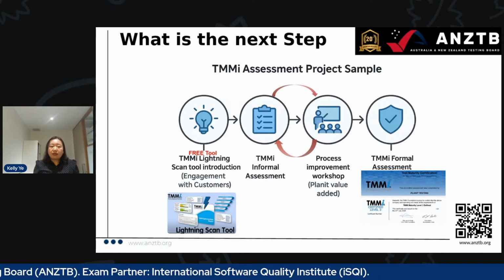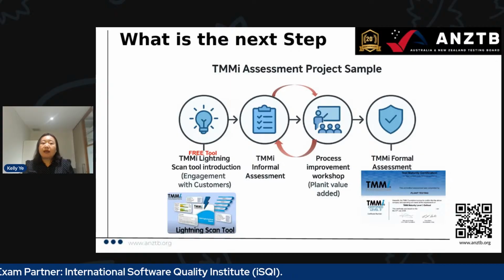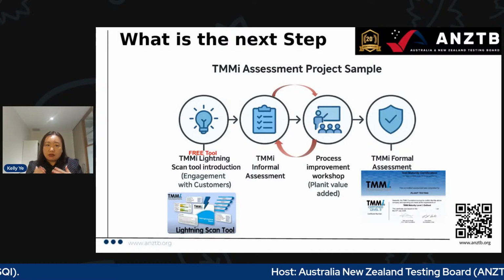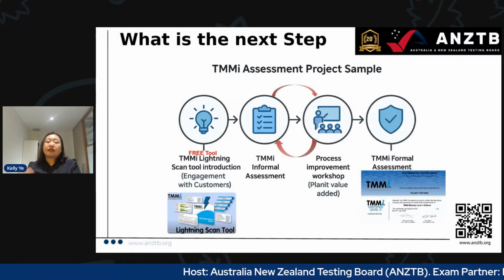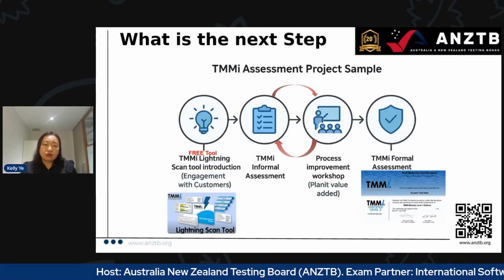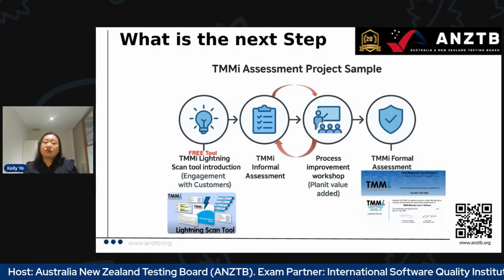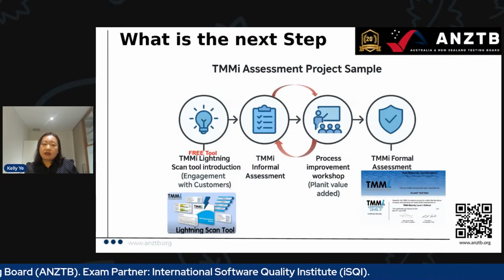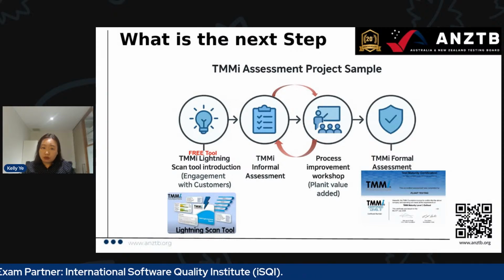So TMMi is not a checklist, but it is a very helpful framework. It's just like a guide for the organization to use, and not something pre-scripted for you to follow so that you will pass. It's there to serve the needs of the organization.